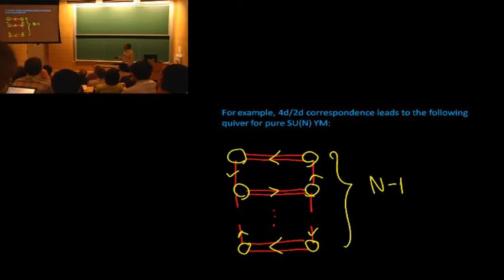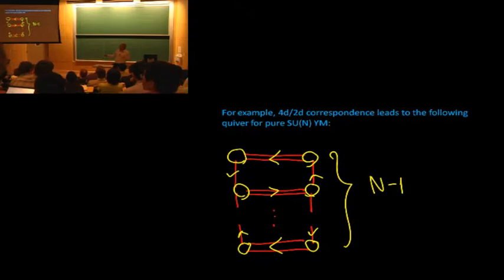So just to give an example, if you are interested in general theories, for example, you can ask, what does the 4D, 2D correspondence predict for the SU(N) Yang-Mills BPS quiver? And the answer turns out to be this quiver. I already told you for SU(2) what the theory is, which was just two nodes. If you're interested in representation theory, the BPS quivers for SU(N) theory, this will be the quiver.